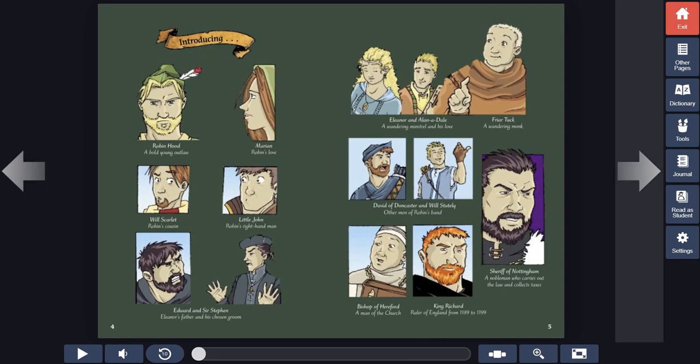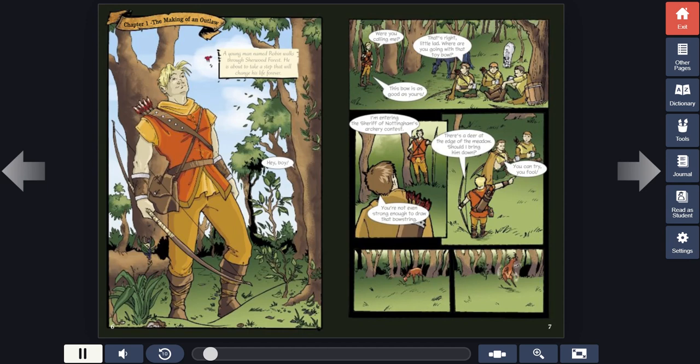So let's continue. Chapter 1. The Making of an Outlaw. A young man named Robin walks through Sherwood Forest. He is about to take a step that will change his life forever.